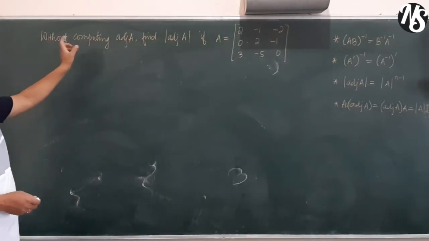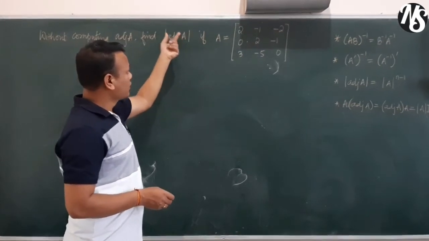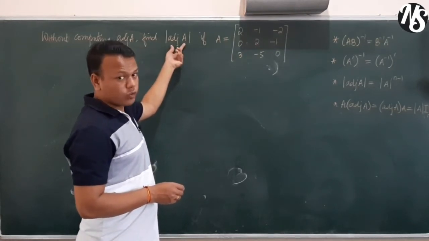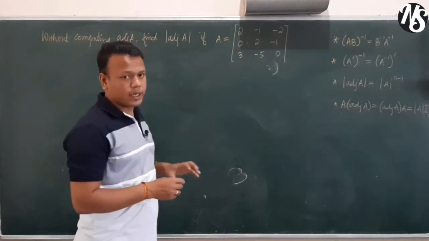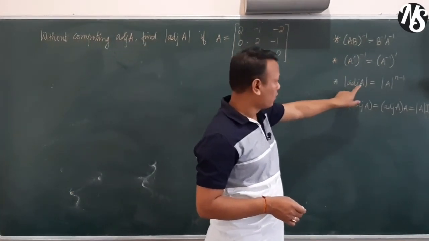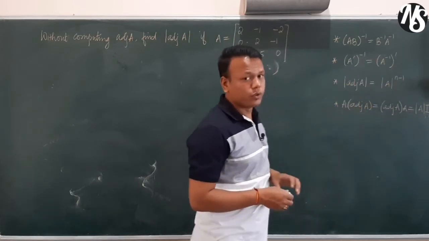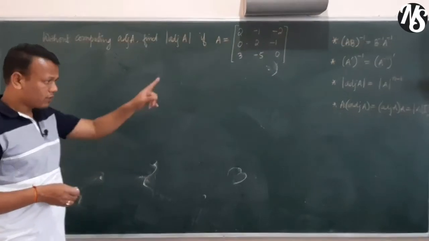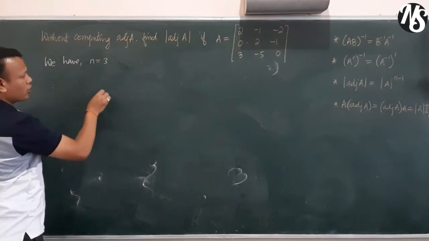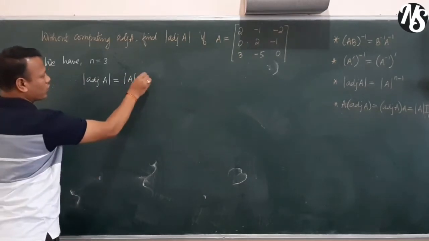Here the question says, find without computing the adjoint of A, the determinant of the adjoint of A, if A is given to be this much. You are not allowed to compute the adjoint of A, so in such a case you have to make use of the properties. We have this particular property: the determinant of adjoint of A will be determinant of A to the power n minus 1. Here n stands for the order of the matrix. What is the order? 3 cross 3, that is, n equals 3. So we have n minus 1, which is 2.